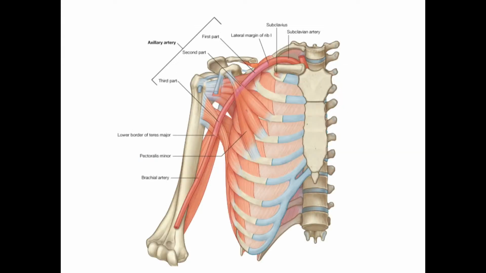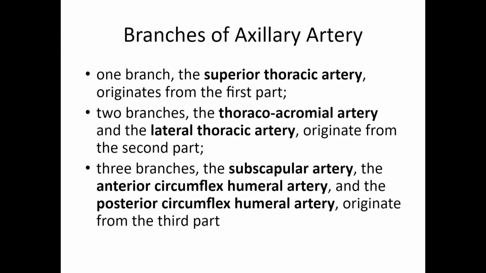Okay. So this is the same photo once again. And now talking about the branches of the axillary artery. One branch of the axillary artery is the superior thoracic artery, which originates from the first part. We will see the photos of that, don't worry. Two branches, the thoracoacromial artery and the lateral thoracic artery, originate from the second part.